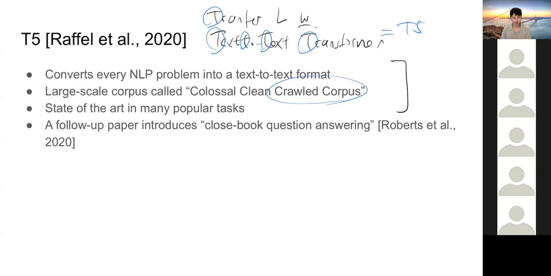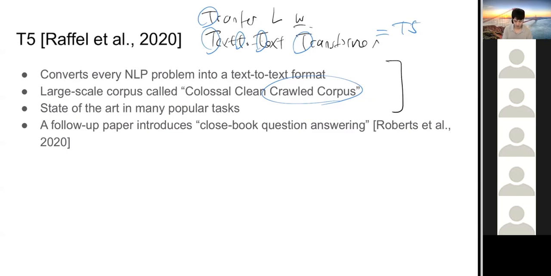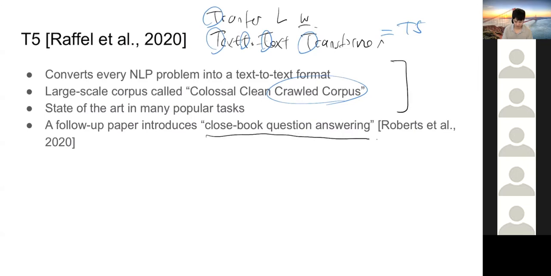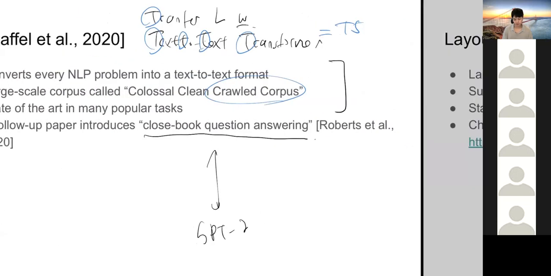But I think the really interesting discovery made by T5 is actually in a follow-up paper, which was January 2020, about 2 to 3 months after this paper was released. And they introduce the concept of closed book QA. And that's very critical, very important, because this also aligns a bit with GPT-2, which we're going to talk about very soon.